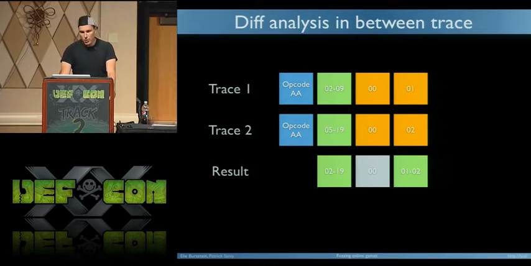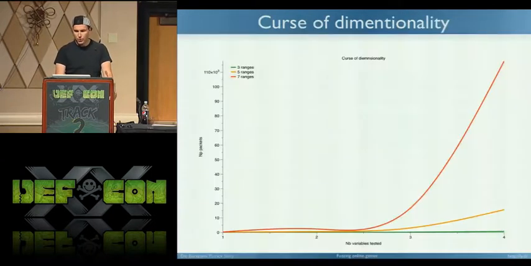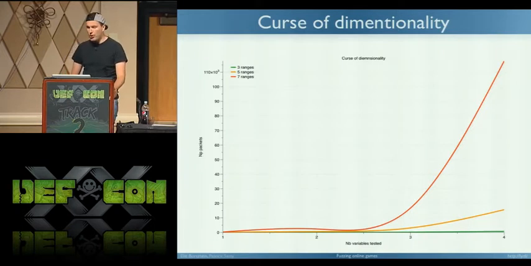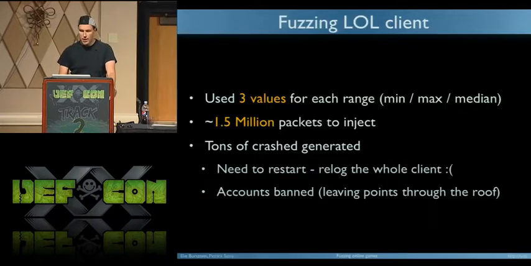So now what I'm going to do is take every range, and for each range, just mutate all of those. Well, the problem is it looks like this. It's what we call the curse of dimensionality. If you have one bucket which changes, it's perfectly fine. If you have 7 ranges which actually change, even if you do 4 mutations per range and combine all of those, you're going to end up with millions and millions of packets. To give you an idea, when we tried to generate all the fuzzing vectors for the League of Legends client, and we only used 3 values, which are minimum, maximum, and median, we ended up with 1.5 million packets.